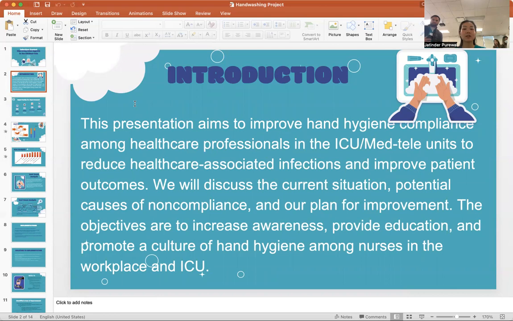The objectives are to increase awareness, provide education, and promote a culture of hand hygiene among nurses in the workplace and ICU.